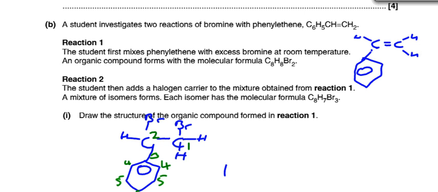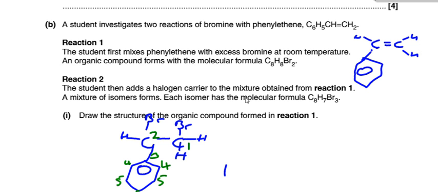Now, part 3 of this question, which is over the page, is going to focus on reaction 2, where the student has added a halogen carrier to the mixture obtained from reaction 1. So we're now adding a halogen carrier to this molecule, and we're getting a mixture of isomers with a molecular formula C7H7Br3. So from here we can see we've lost a hydrogen and we've gained a bromine.